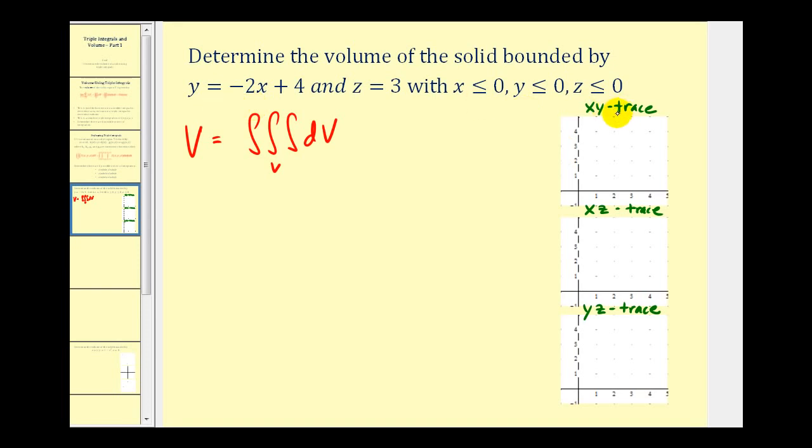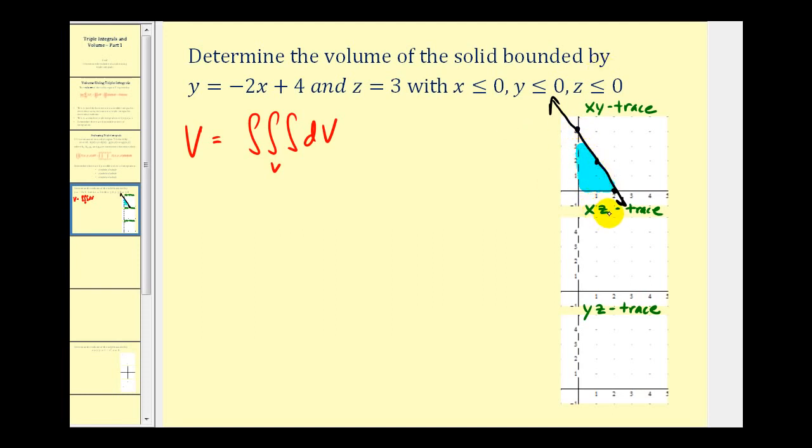The xy trace would be when z is equal to 0. So we'd have the equation y equals negative 2x plus 4. So we'd have a y-intercept of 4 and a slope of negative 2. So we go down 2, right 1. And we also know that x is greater than or equal to 0 and y is also greater than or equal to 0. So the xy trace would be this two-dimensional region here.